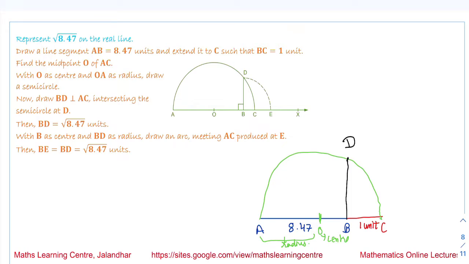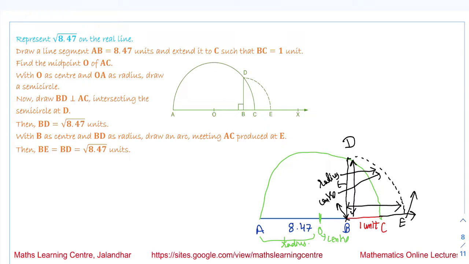Then, taking B as the center and BD as radius, we draw a semicircle over here. We are saying that at this point E, either this distance or the BE distance, both these distances are of length square root of 8.47.